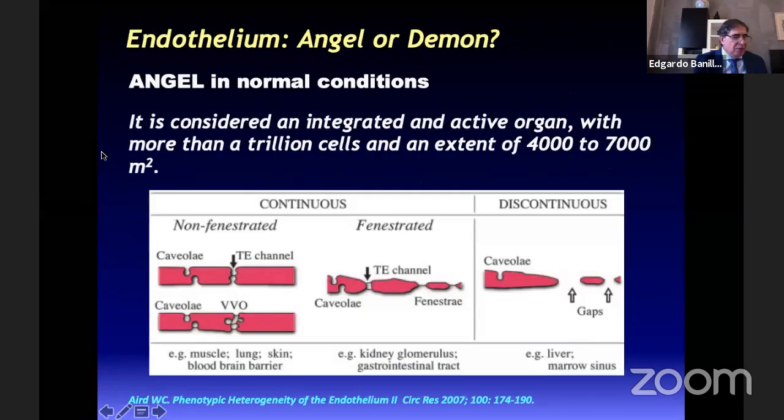Endothelium, angel or demon? We can see it is an angel in normal condition. It is considered an integrated and active organ with more than 1 trillion cells and an extent of 4,000 to 7,000 square meters. This image shows different types of endothelium.